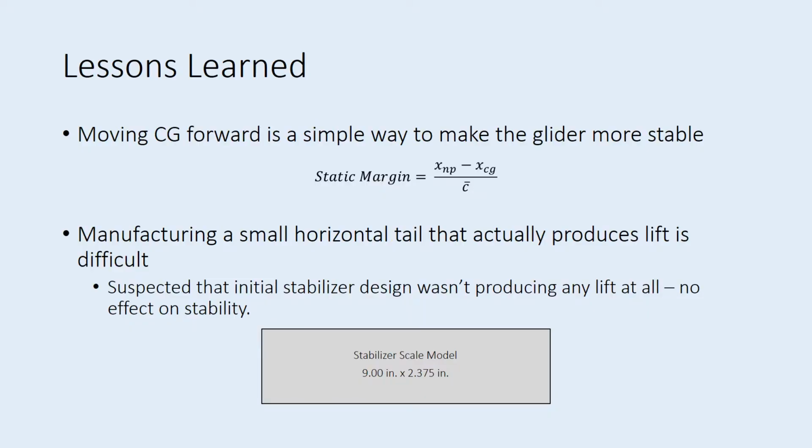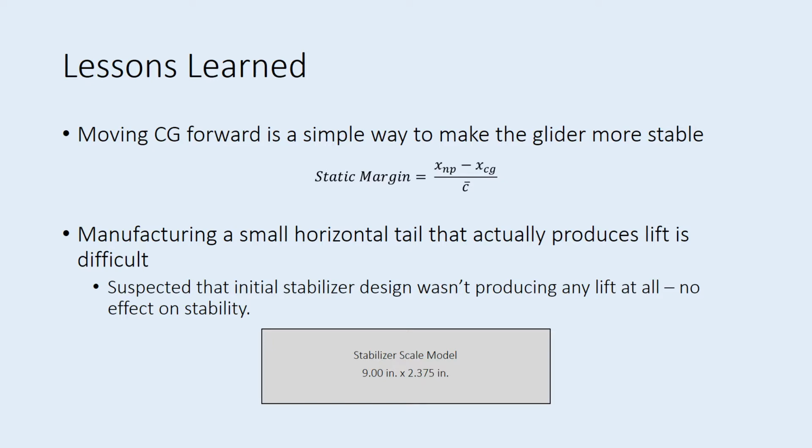Our main takeaway from this project is that moving the CG forward is a really simple way to make the glider more stable. This can be seen by the static margin equation provided. As xCG becomes lower and lower, that static margin increases. And as long as the CG is aft of the aerodynamic center, it satisfied the requirements for this project.